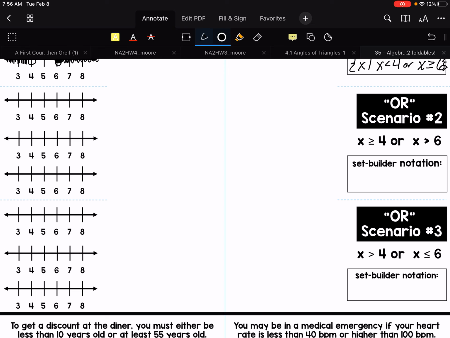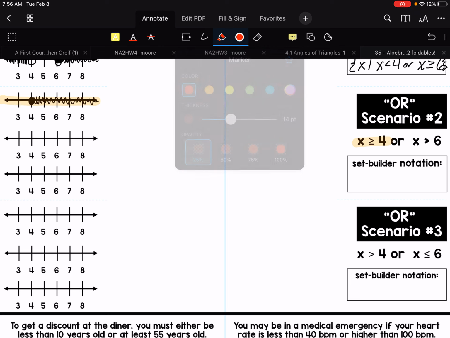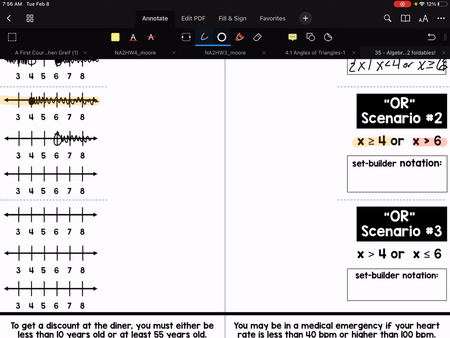For the next scenario, we've got x is greater than or equal to 4. So I'm going to have a closed point and greater than. And then for the next one, I'm going to have an open point because it's x is greater than 6. Open point. So then again, I can graph these on the same line because it's an "or" scenario. So either one of them can happen. Doesn't matter if they overlap or not.